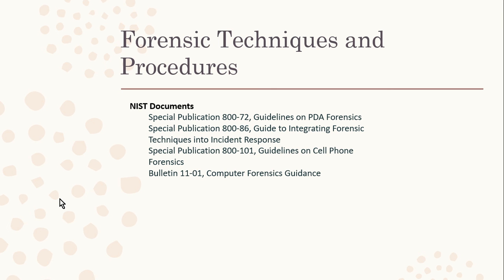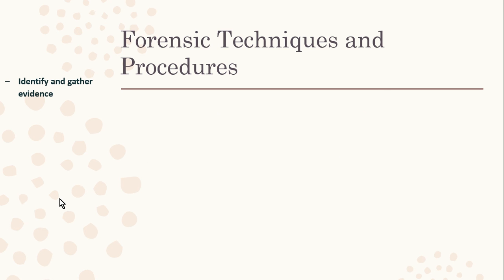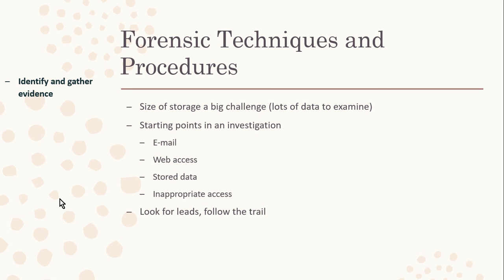But again, we've got some guidelines that are already created for us in the NIST documents that you can certainly take a look at. So one of the first steps is to identify and gather evidence, regardless of any of these frameworks you use. We always start by identifying and gathering evidence. So some places we could start is looking at email, looking at where people went on the web, their web history, any data that they've stored, any inappropriate access that's been identified. So we look for any leads and we follow the trail.